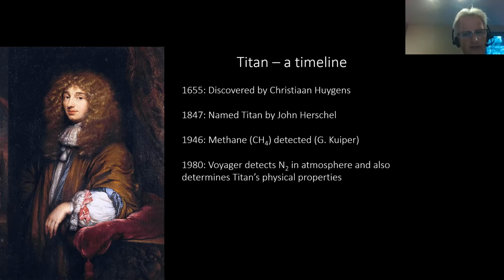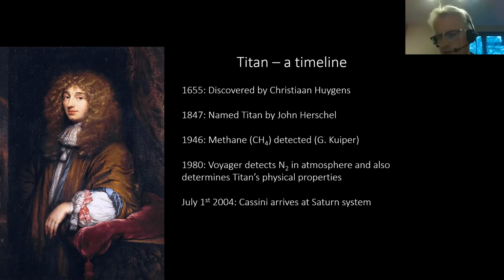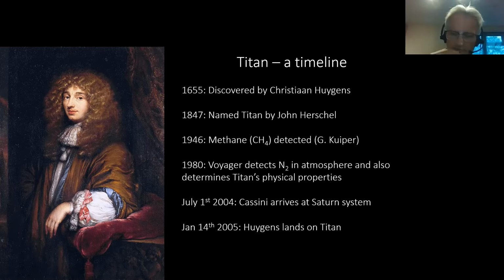Voyager detected nitrogen in the atmosphere and managed to determine its physical properties in 1980. And in 2004, the great Cassini-Huygens mission. Cassini was an orbiter of Saturn, as I will describe, and it carried a lander called Huygens with it. And it arrived at the Saturnian system in 2004, and it went on to orbit that system for 13 years, finally being plunged, at the end of its mission, into the atmosphere of Saturn. And shortly after arriving, about 6 months later, Cassini deployed the Huygens spacecraft, which landed on the surface of Titan. One of the most remarkable events that ever occurred in the history of space science.